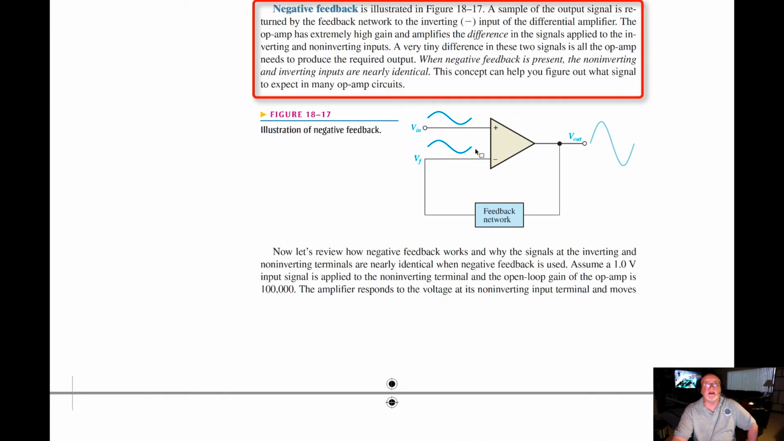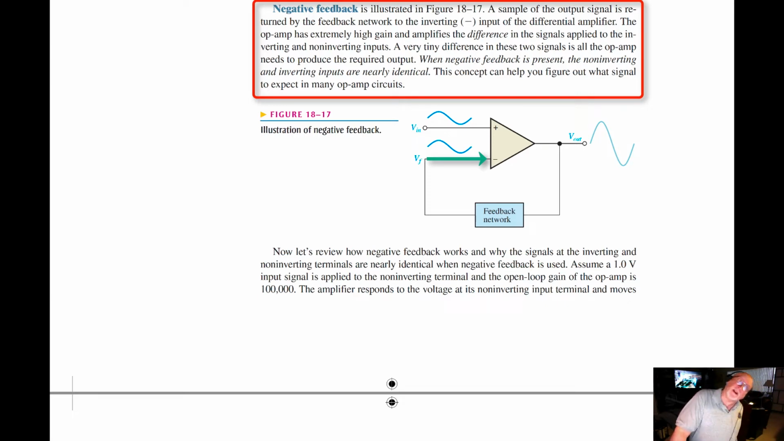So as we can see, illustrated below, a sample of the output signal is returned by the feedback network to the inverting input of the differential amplifier. The op amp has extremely high gain and amplifies the difference in the signals applied to the inverting and non-inverting inputs. A very tiny difference in these two signals is all of the op amp needs to produce the required output.